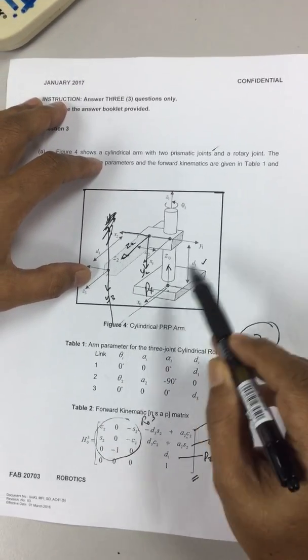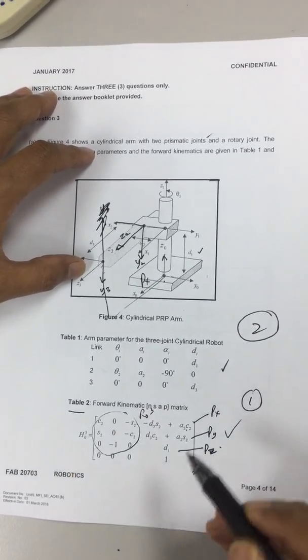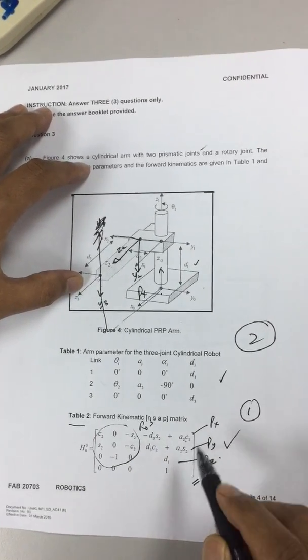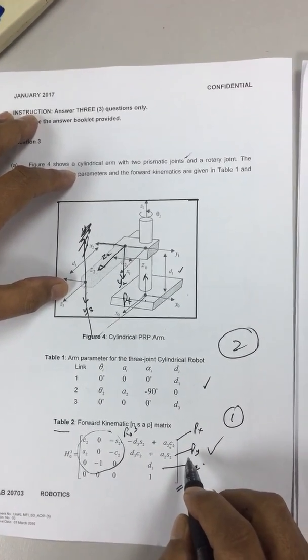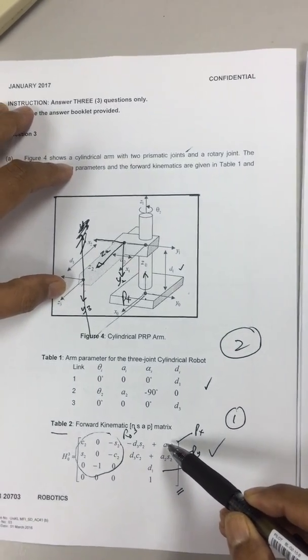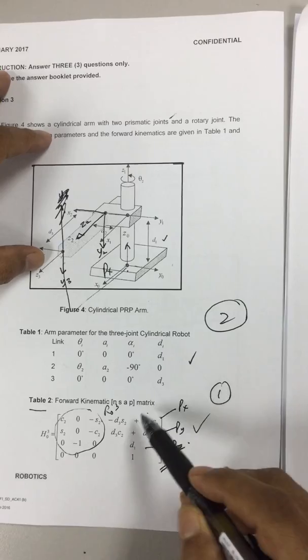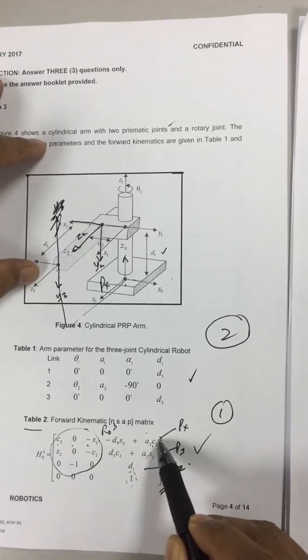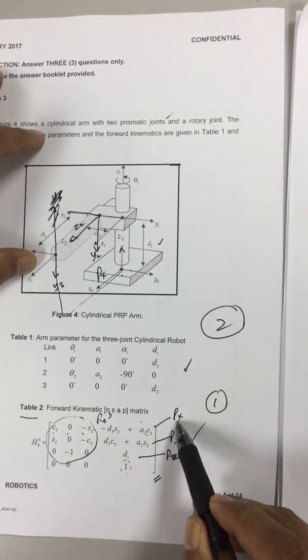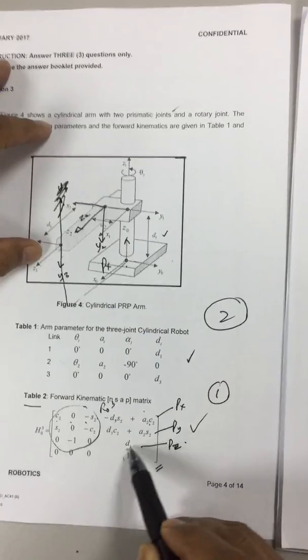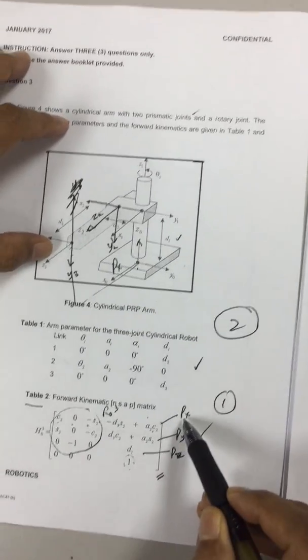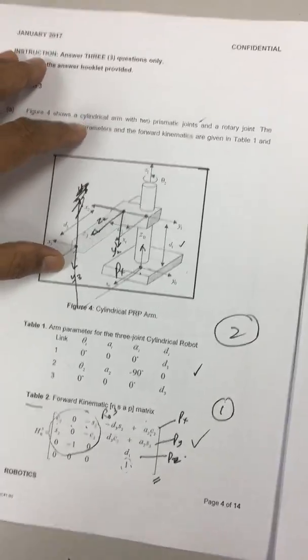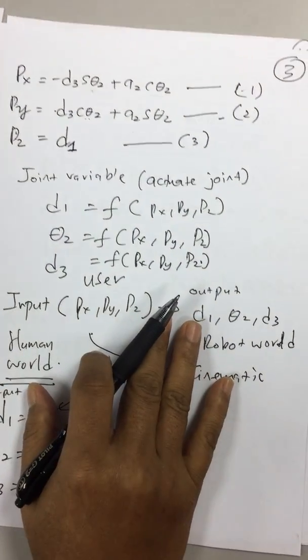Actually, inside here is the three-joint robot forward kinematic that is given in table 2. To solve for the inverse kinematic for three joints, we only take the fourth column of the forward kinematic 4x4 matrix. The fourth column, 1, 2, 3, 4, excluding the one. So the first row of the fourth column is PX, position X. The second is position Y, and the third is position Z. So with this fourth column, we can get the equations that are needed for inverse kinematic.